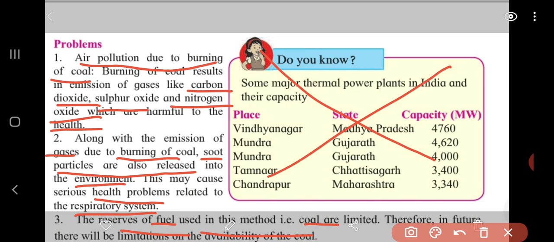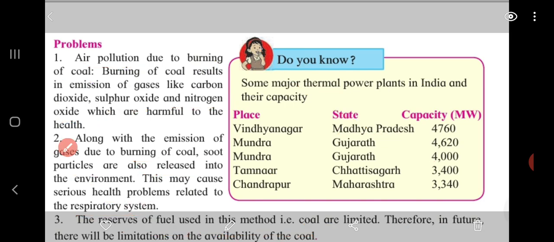So I hope you have understood. Today we have finished with the first power plant, the thermal energy power plant. Inshallah, in the next lecture we'll discuss another power plant.